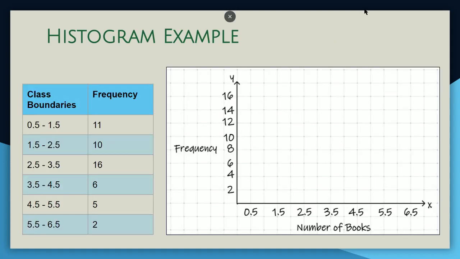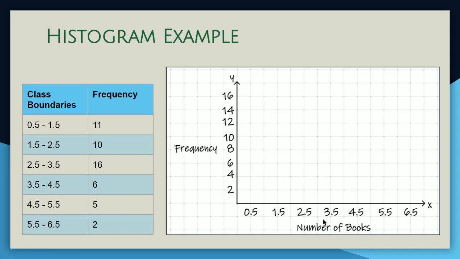So that first step was to draw your axes. And remember that your x-axis should be the class boundaries. So I can see in my table my smallest boundary is 0.5, my biggest is 6.5, and I'm counting by 1. And you see that along my axis.